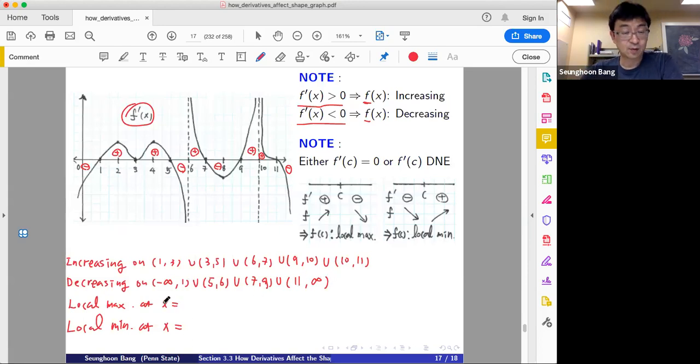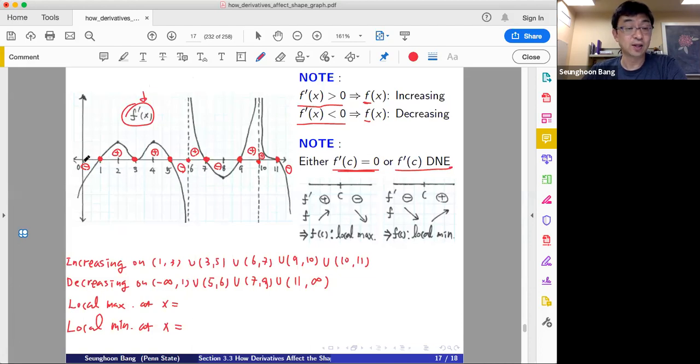So how can you find the local maximum and local minimum? f prime of c equals 0. What does it mean here? It is exactly the x-intercept, because the graph is f prime of x. f prime of c does not exist, like a vertical asymptote, so we don't have a function value. f prime of x does not exist at 6 and 10.